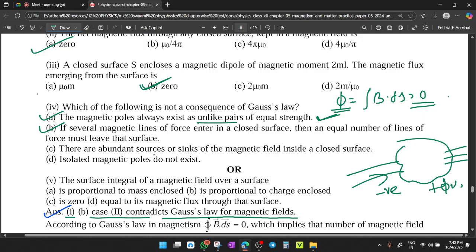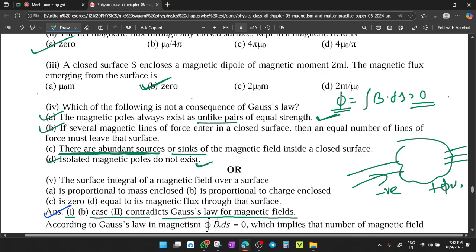Third, there are abundant sources or sinks in the magnetic field inside a closed surface. Yes, so this is the correct answer. No, there are no abundant sources or sinks, because when you talk about abundant sources and sinks, you are talking about a magnetic monopole. That is not possible. And fourth is also correct: isolated magnetic poles do not exist.